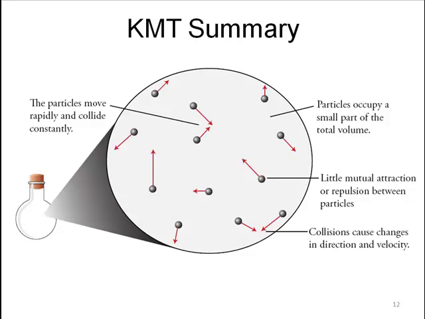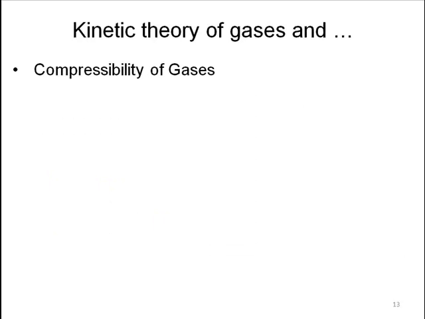Now, to sum up what we know about KMT, kinetic molecular theory: particles occupy a small part of the total volume. The particles move rapidly and they collide constantly, which we didn't see in the last simulation, of course. There is little mutual attraction or repulsion between particles, and collisions cause a change in the direction and the velocity. That can be predicted based on the collisions that are made. Now, this is for kinetic molecular theory. It works for an ideal gas. When you compress a gas, you can use the kinetic molecular theory.